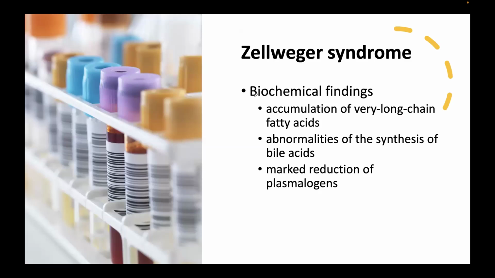Now, this is the biochemical finding. There's accumulation. You need to remember this. It's very long chain fatty acids. You need to specify it because the other fatty acids, short chain, long chain, are not involved. It's only the very long chain. And there are also going to be abnormalities in the synthesis of bile acids, and there's going to be a reduction of phospholipids such as plasmalogens.